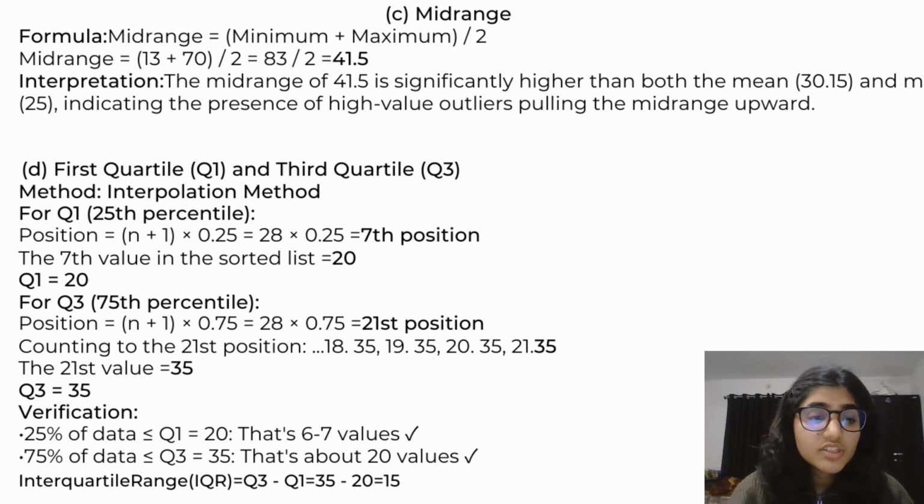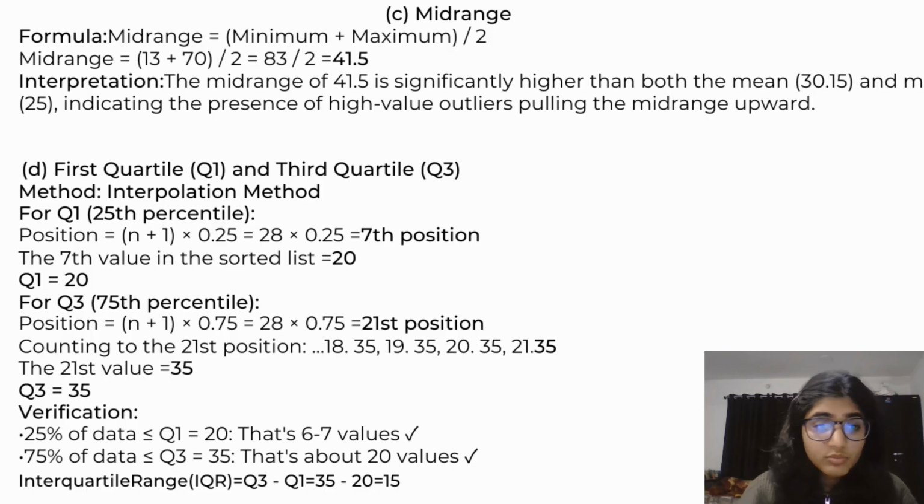Now Q3 is equal to the 75th percentile. So it is calculated by (n plus 1) into 0.75. So we get 28 into 0.75, which will give us the 21st position. In the 21st position, we have 35. So our Q3 becomes 35. Now, for the verification, we have 25% of data which is less than or equal to Q1, equal to 20, and 75% of data which is less than or equal to Q3, that equals 35.